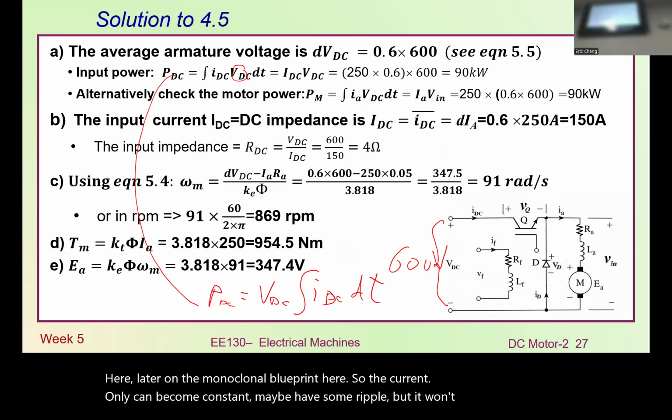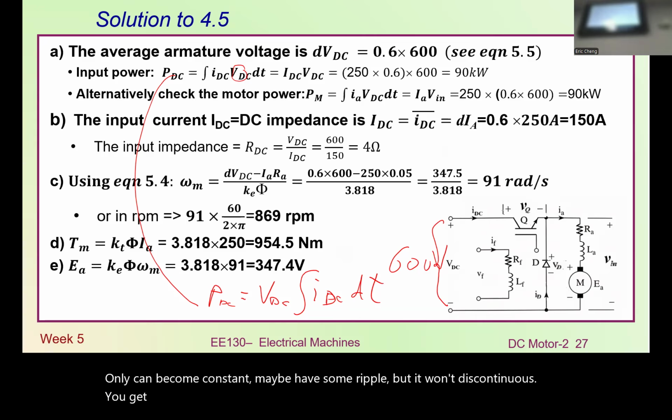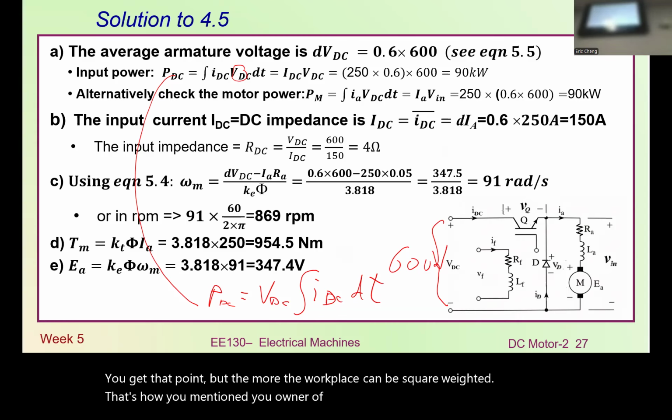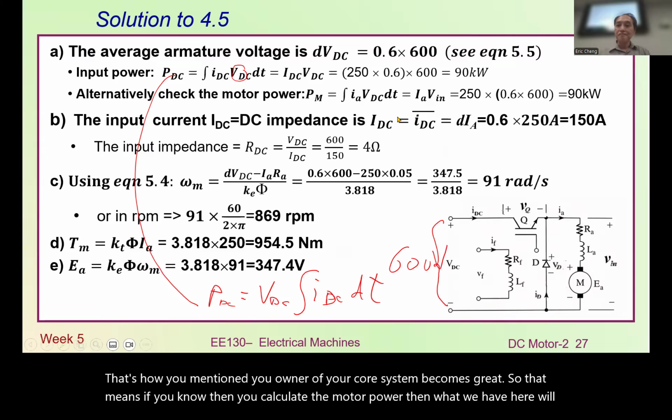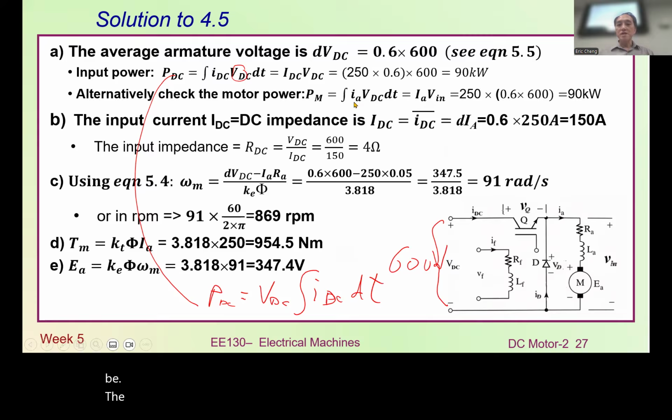You get that one. But the motor voltage can be square wave. Just like we mentioned, we go on and off, of course, this one becomes square wave. So that means if you now calculate the motor power, the motor current is still 250 here. This is a constant, 250.